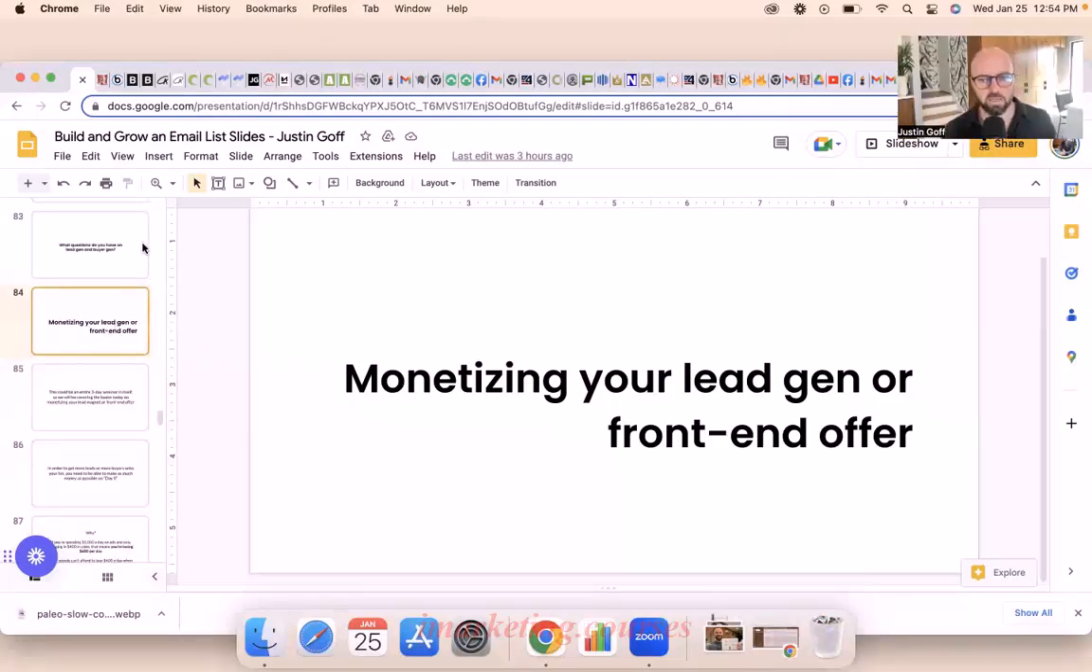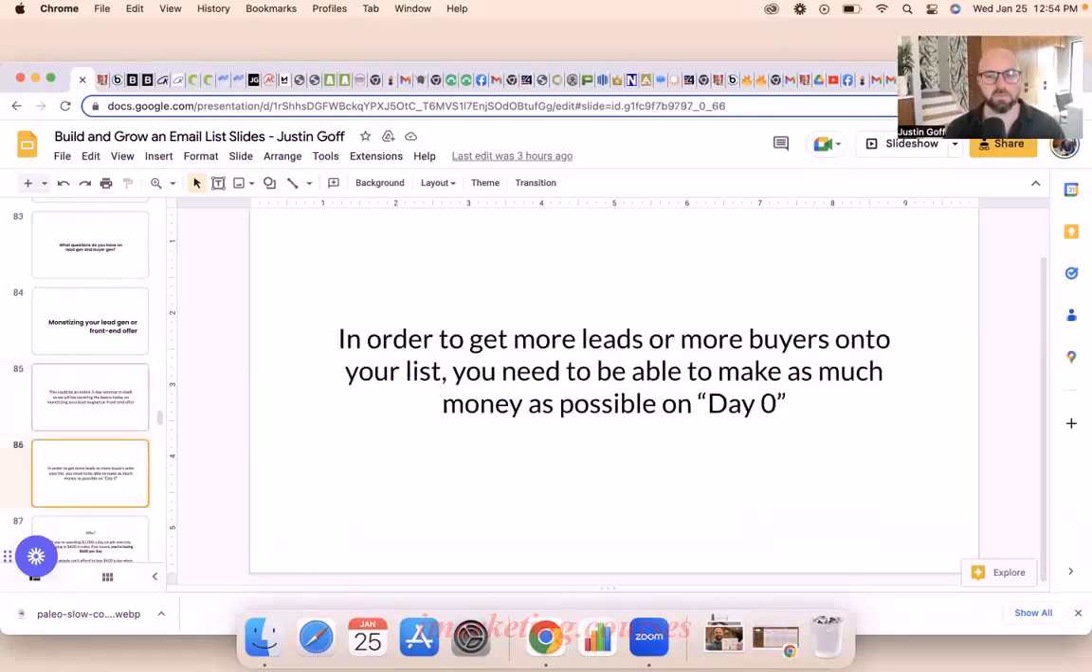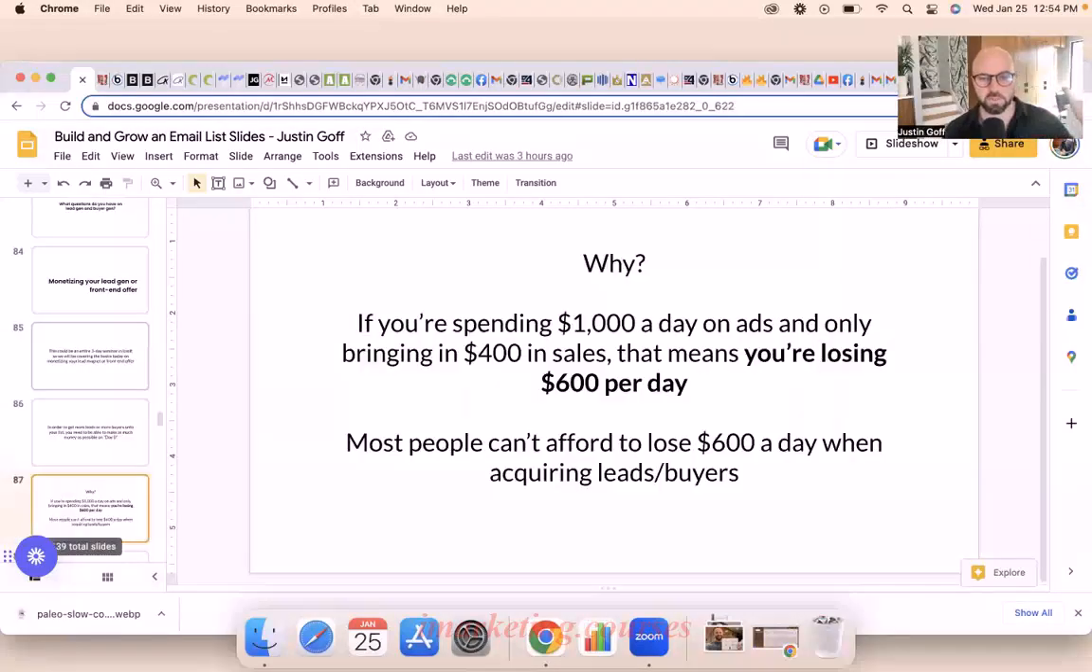All right. So monetizing your lead gen on the front end, or your front end offer. As with a lot of this stuff, this section could be an entire three-day seminar in itself. So we're going to be covering the basics on monetizing. But here's the whole reality of it. In order to get more leads or more buyers onto your list, you need to be able to make as much money as possible on day 0. So that's the first day.